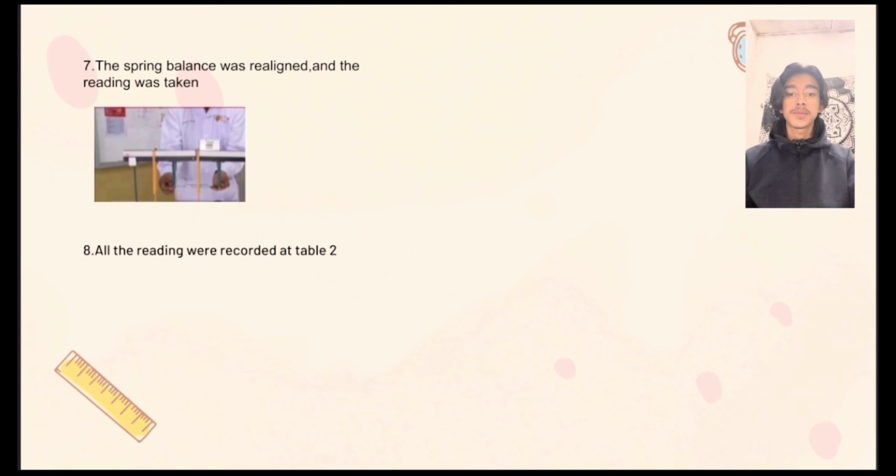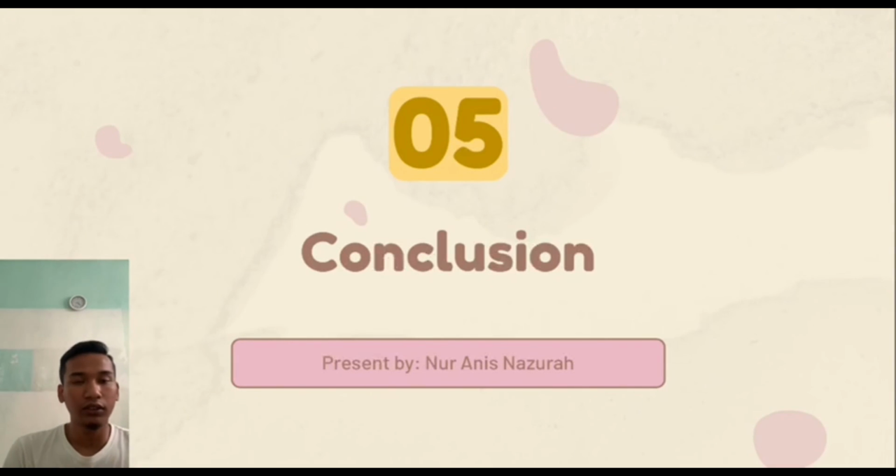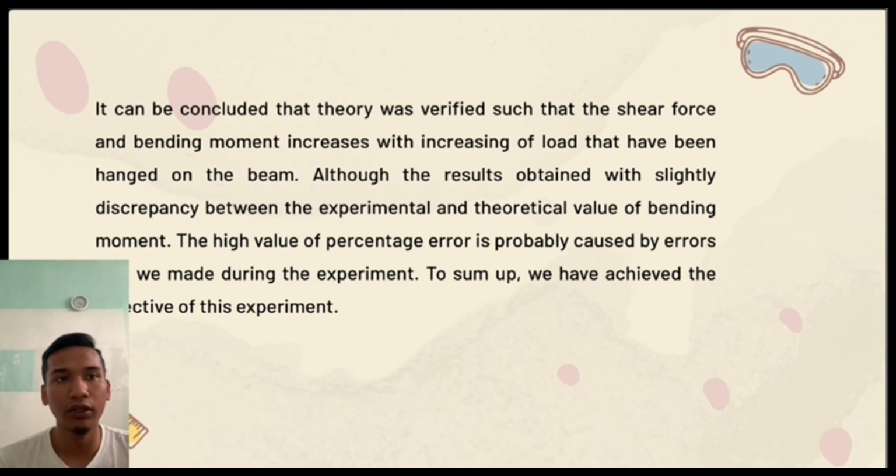That's all for me. The conclusion for this experiment is that the theory was verified, such that the shear force and bending moment increase with increasing load hung on the beam. Although the results obtained show a slight discrepancy between the experimental and theoretical values of bending moment, the high percentage error is probably caused by errors that we made during the experiment.